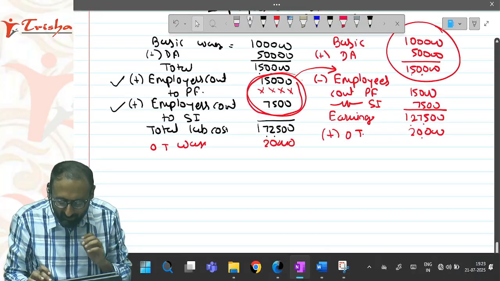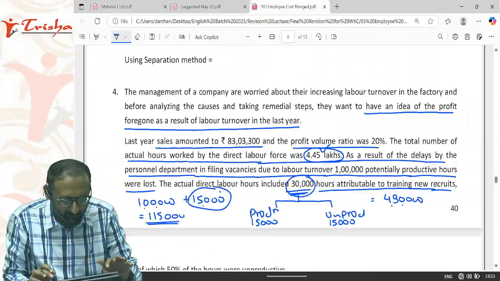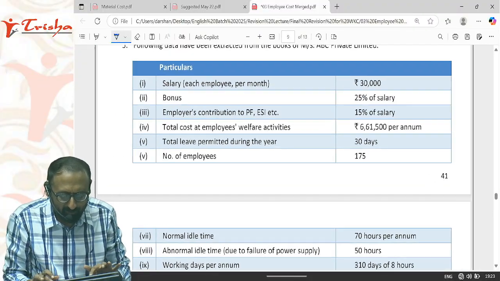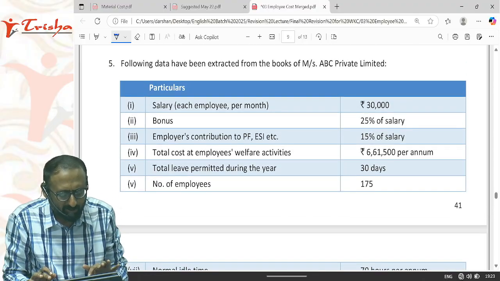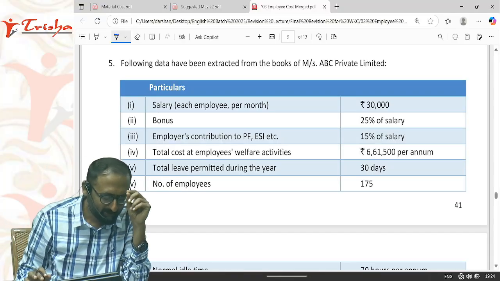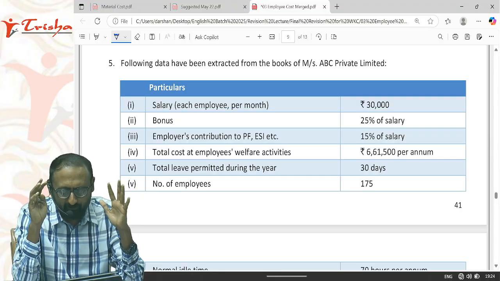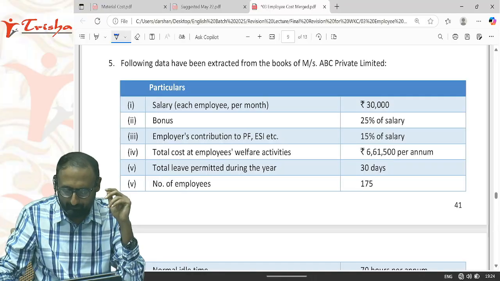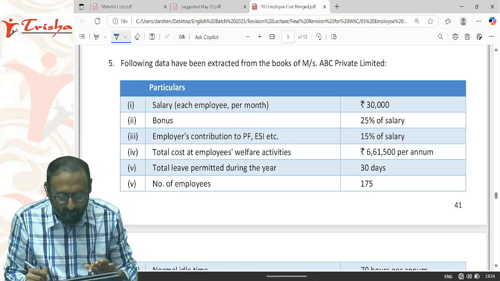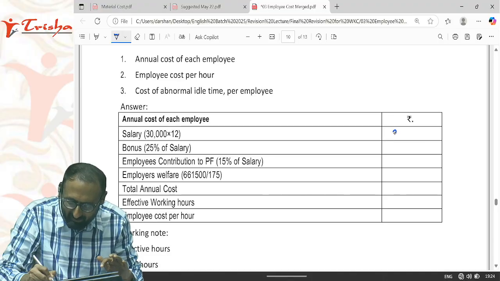So guys, boys and girls, let's solve one very interesting question on this idle time which was asked in examination. This question number 5 asked so many times. There is a similar question in your module also. Let's see question number 5. Following data have been extracted from the books of ABC Private Limited. Salary of each employee per month 30,000. So 30,000 per month. How much will be the total salary? Is it 3,60,000, Prabhu?